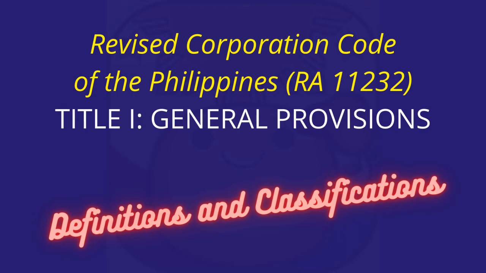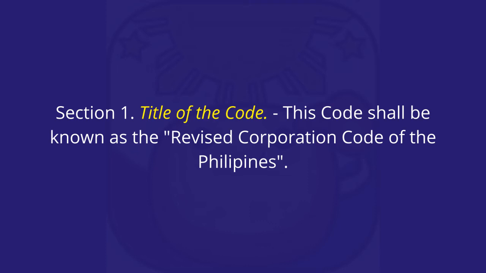Title 1. General Provisions. Definitions and Classifications. Section 1. Title of the Code. This code shall be known as the Revised Corporation Code of the Philippines.